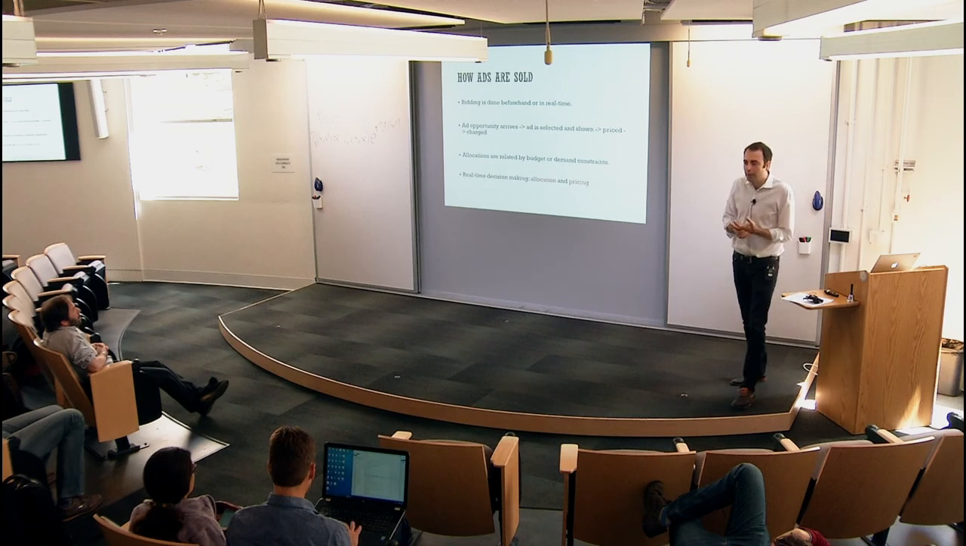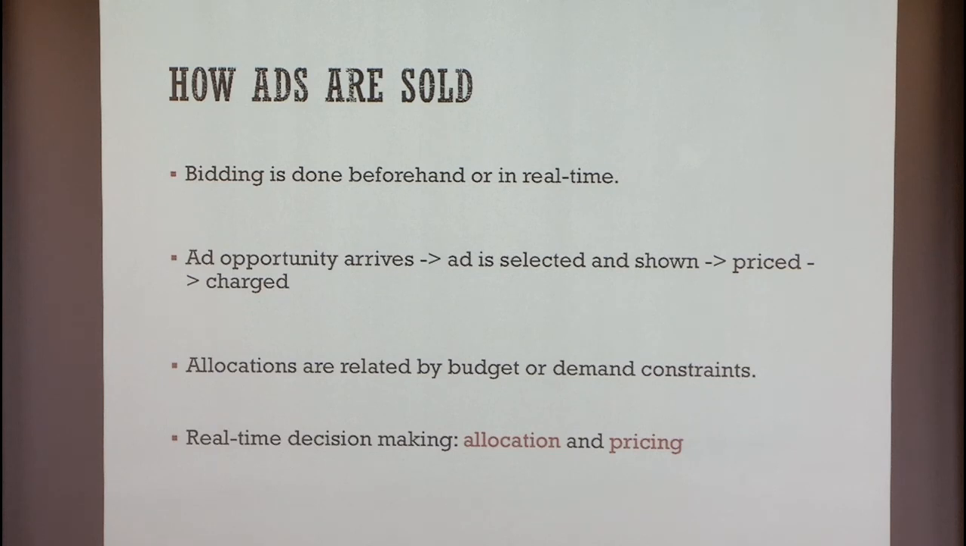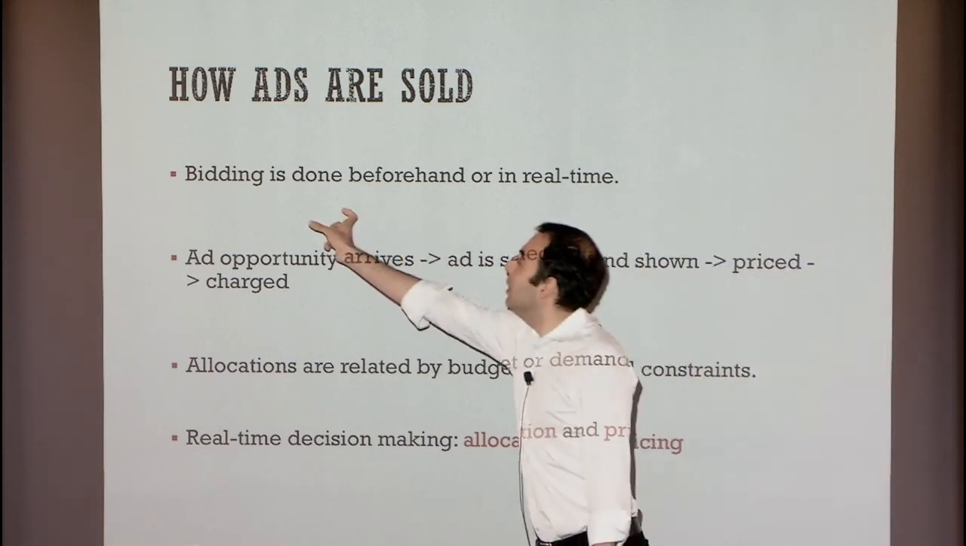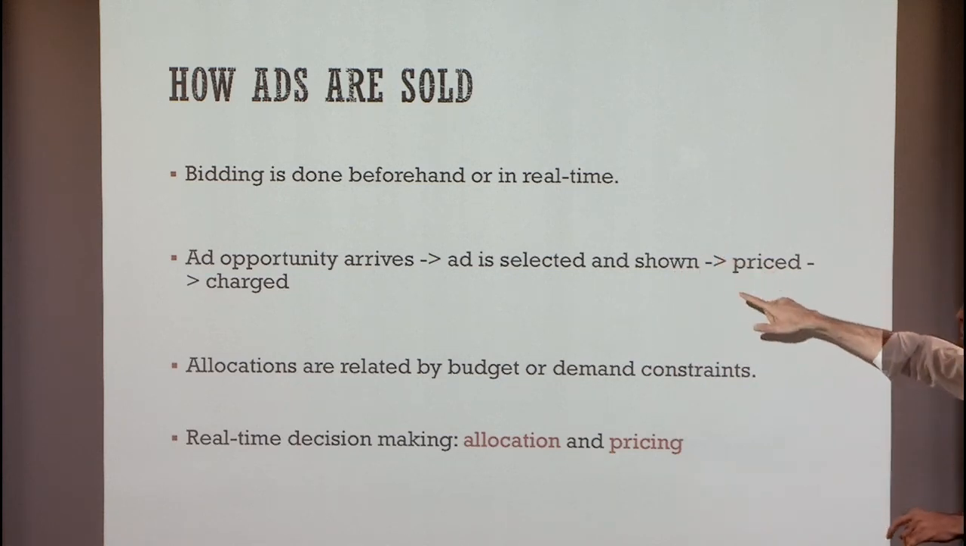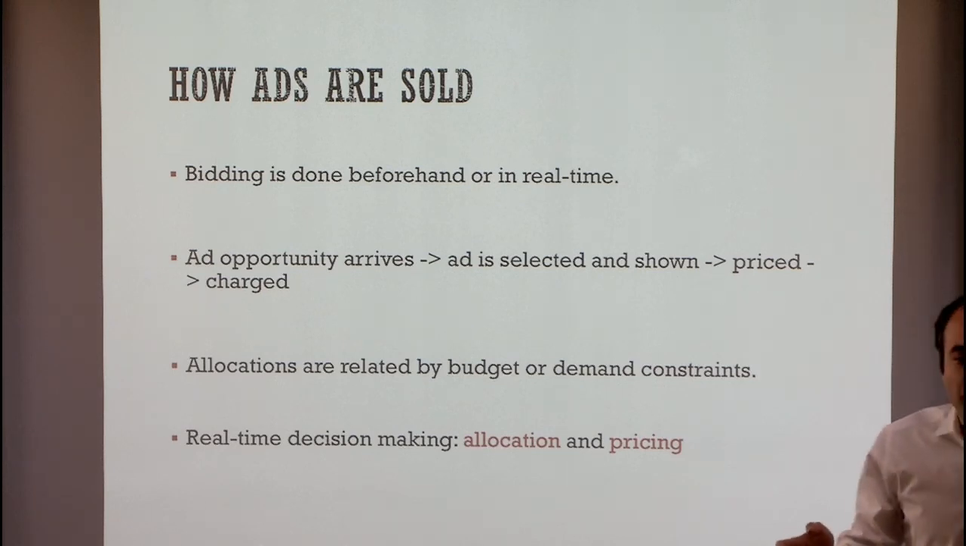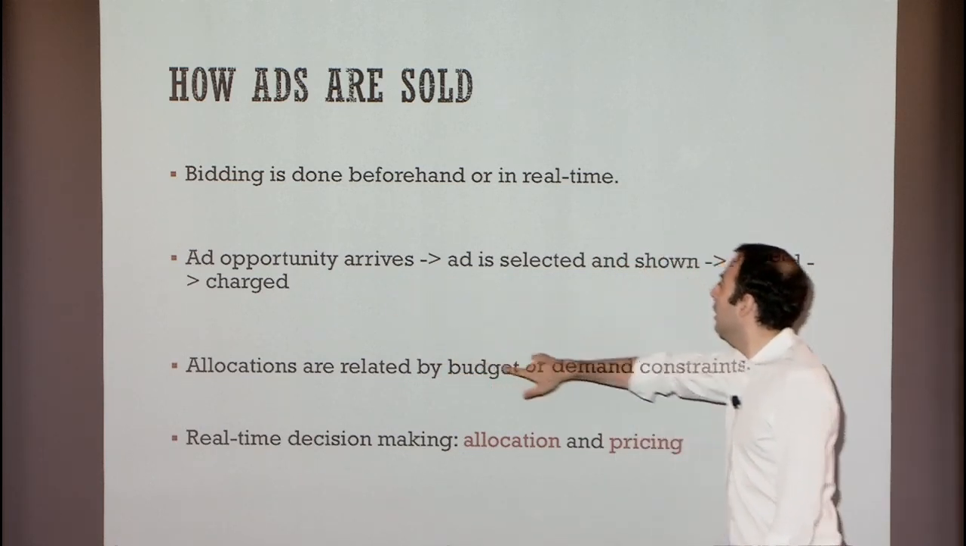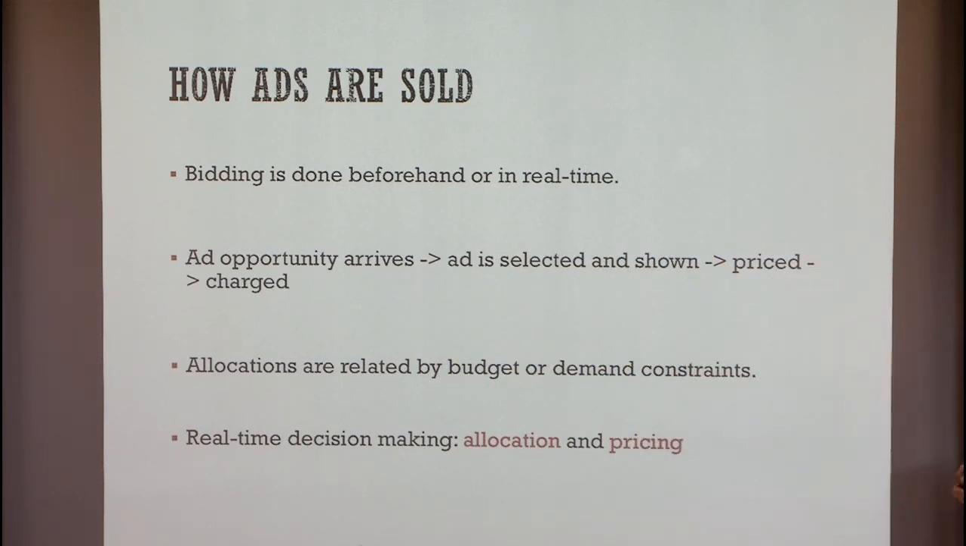All right, so probably everybody here is familiar, but let me just review quickly how ads are typically sold. There is a bidding by the advertisers. It's done usually beforehand, but sometimes in real time. Now an ad opportunity arrives. The ad opportunity could be somebody searching on a search engine looking for a product, or it could be on any other website. So I'll refer to that as a query. Then an ad should be selected, priced, and then charged. And typically here, you have only a fraction of a second, maybe even milliseconds, to make your decision.